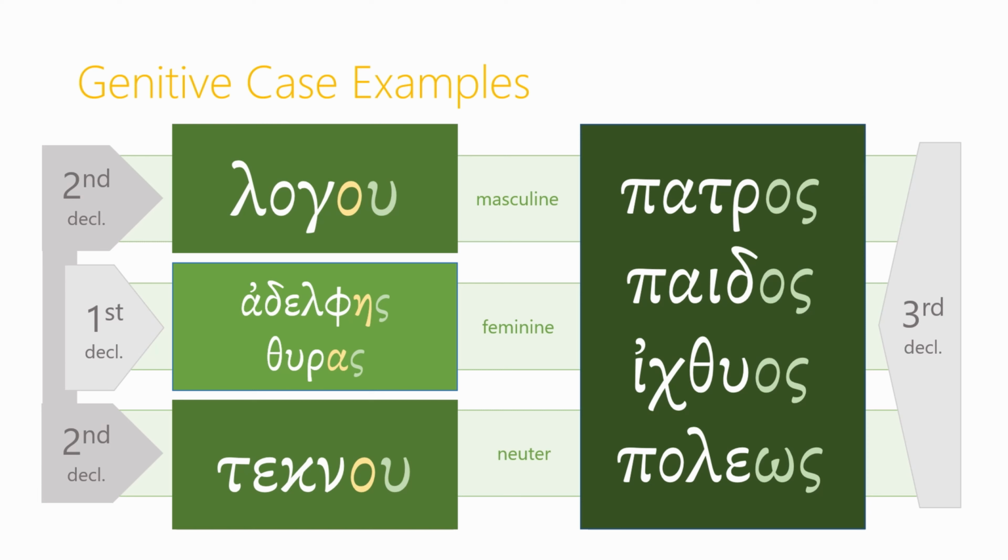In the third declension, we see that the stem changes in most cases before we put the os ending on. And so pater becomes patros. Pais becomes paidos. Ichthus becomes ichthuos. And polis becomes poleos, and the os ending gets lengthened. We're going to talk in another video about the different patterns of stem change for third declension nouns. The important thing to know at this point is just that the stems do change before you put on the os ending in most cases.